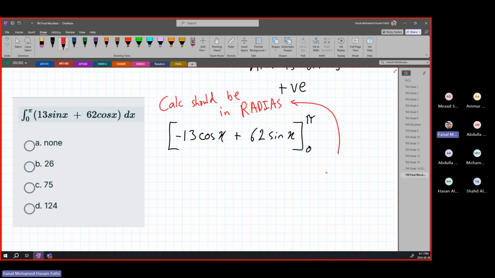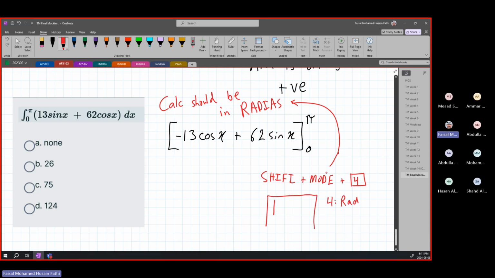The way you will do this is you're going to hit shift mode, all right? So it's going to be shift plus mode plus 4. And then you're going to see it says 4 is RAD. And you will know in your calculator that it's in radians, because on the top of the screen, you're going to see the letter R over here. That means it's in radians. If it says D, that means it's in degrees. All right. So make sure you are converting your calculator to radians when you're solving such a question.